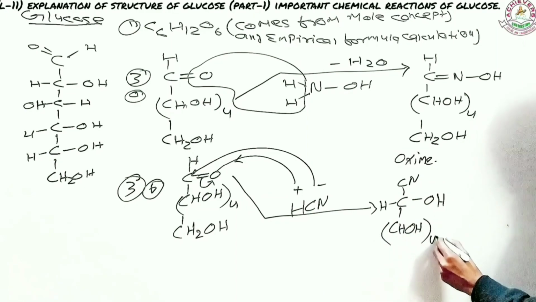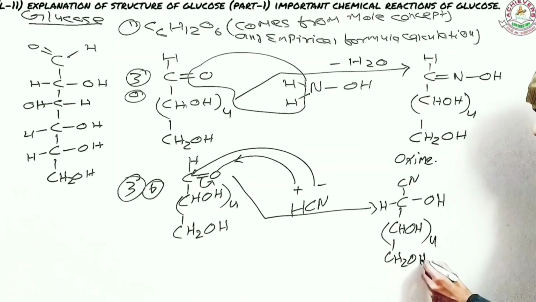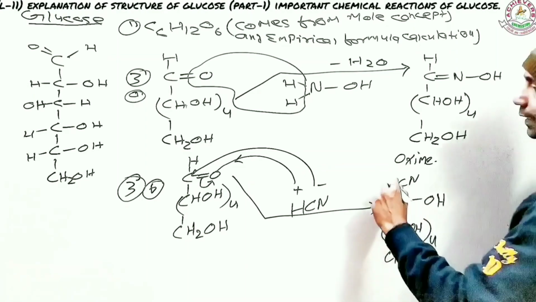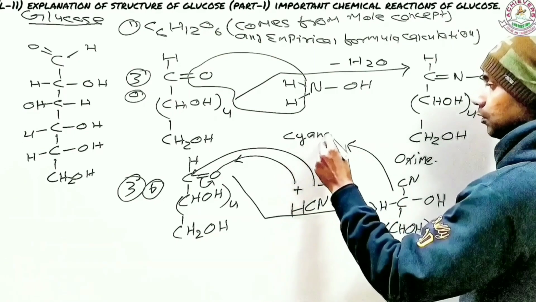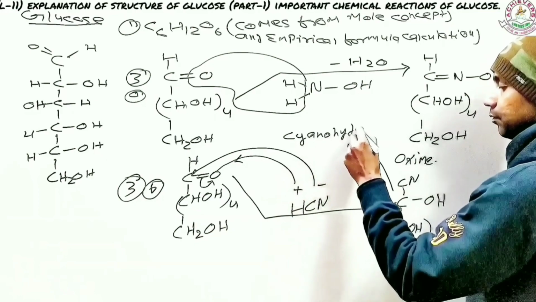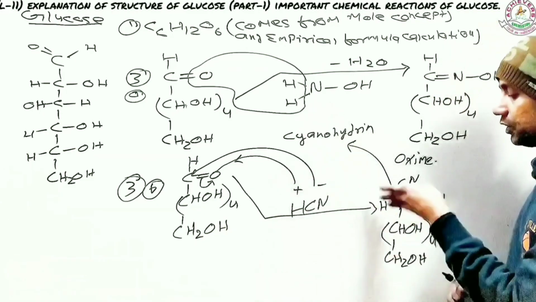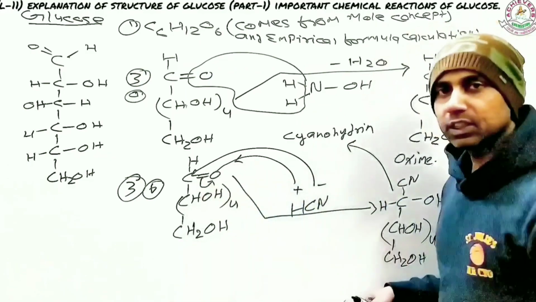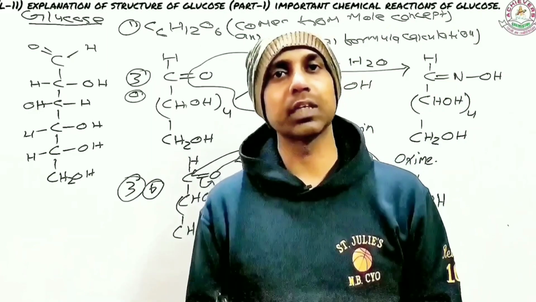CHOH whole 4, and along with that you have CH2OH. And what is this called? This product is called cyanohydrin. Right? So this is also for the same purpose, which proves that the first carbon is in the form of a carbonyl group, right? That the first carbon has something to do with the carbonyl group.